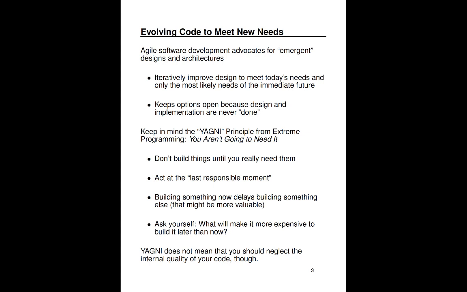As you're thinking about design and architecture, keep in mind the YAGNI principle, which comes from extreme programming. YAGNI stands for you aren't going to need it. So in practice, this means that you shouldn't build things until you really need them. Try not to predict the future, but instead respond to the present. When you do take action, take it at the last responsible moment. Not too soon and certainly not too late.